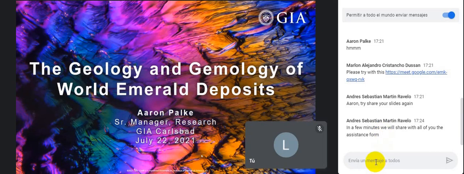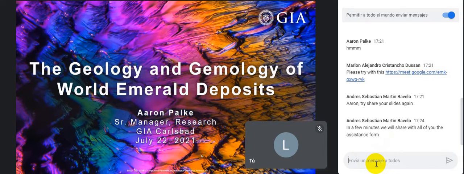Diamonds. And so that means I focus a lot on what we call the big three: ruby, sapphire, and emerald. And today I'm going to talk to you a little bit about the geology and gemology of world emerald deposits. I know my colleague Nathan Renfro was here with you guys maybe a month or so ago.